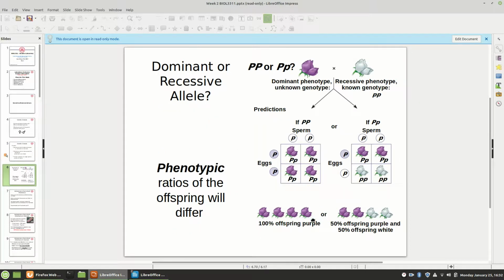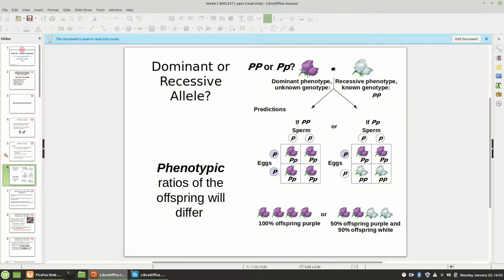Here we go through what are called, using a Punnett square, and our designation for dominance is a capital letter. The other type of gene is recessive. So you either have a dominant allele or you have a recessive allele.